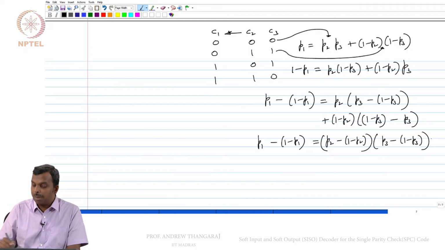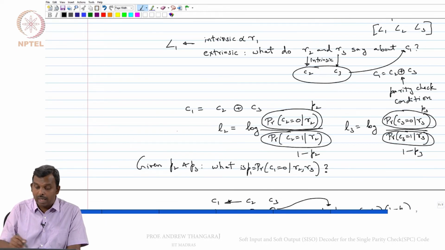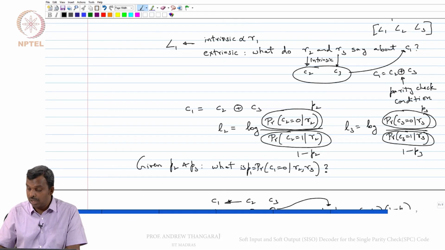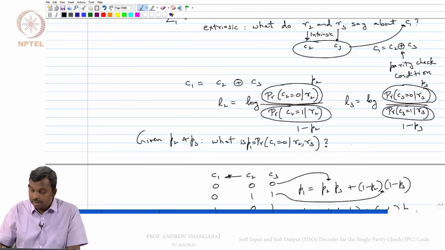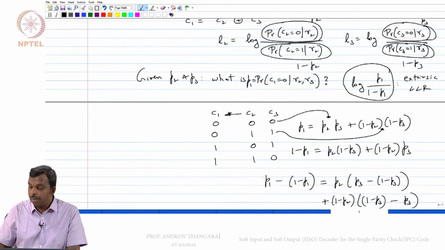So, remember I want to go from L2 and L3 to L1, that is, from L2 and L3 to the extrinsic information about P1. So actually what I am interested in is the computation of log P1 by 1 minus P1. This is the extrinsic information, the extrinsic LLR. So, I need to compute this. How do I compute this?